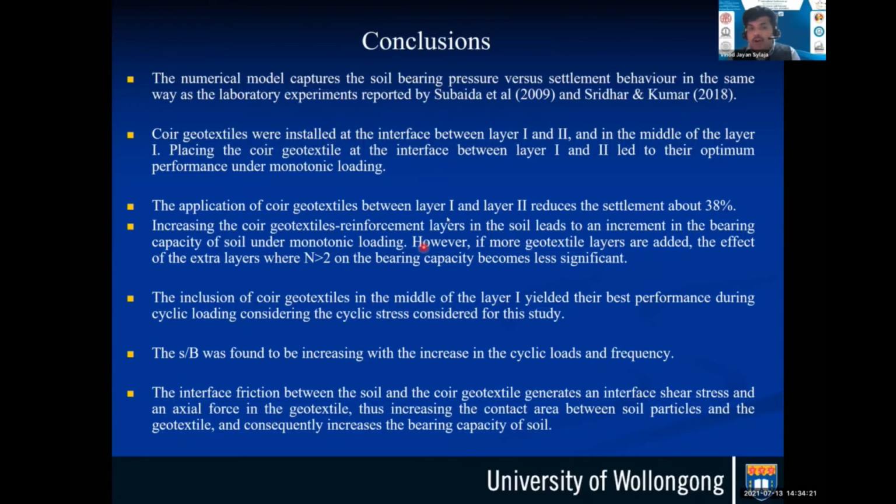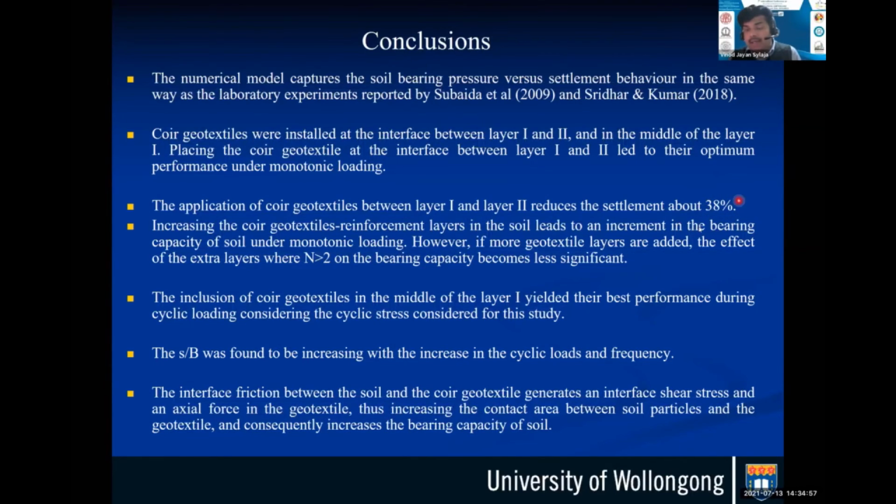I have already highlighted that the number of layers has shown an insignificant influence for n greater than 2. The application of Coir Geotextiles between layer 1 and 2 reduces the settlement by around 38%. I indirectly calculated the reduction in the settlement for synthetic, which is very, very close from a short-term perspective. So this material can behave very close to the synthetic materials in the time frame that we are looking at. So the performance is quite good.